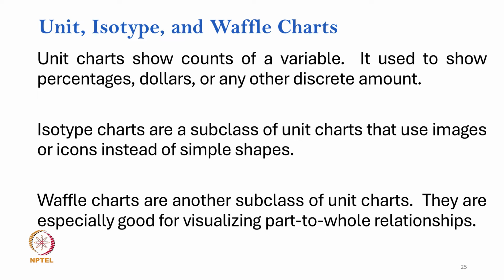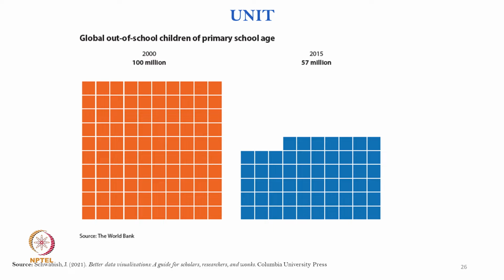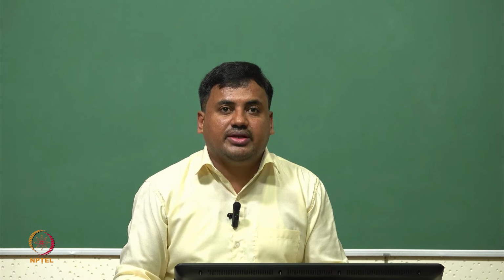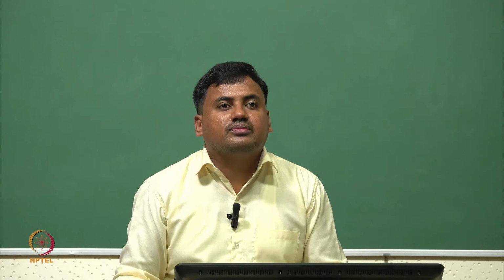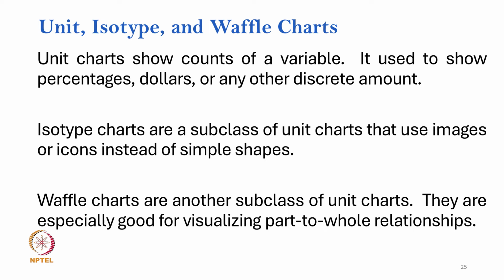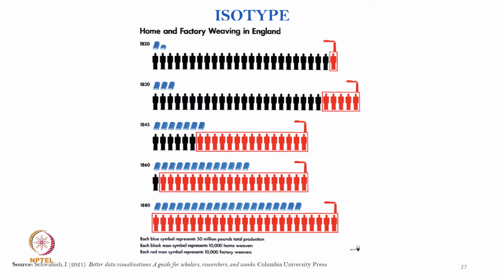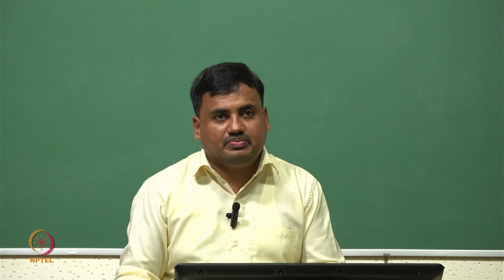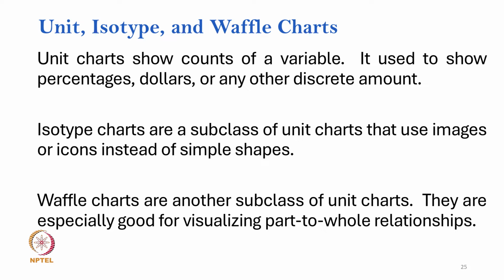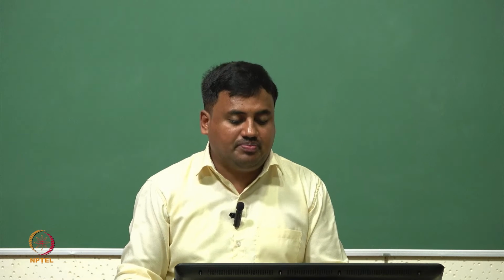Another category of charts is unit charts, isotype charts, and waffle charts. Unit charts show the count of variables, and each symbol can represent an observation or a number of units. We can use unit charts to show percentages, dollars, or any other numbers. Isotype charts are a subclass of unit charts that use images or icons instead of simple shapes. And waffle charts are another subclass of unit charts. They are especially good for visualizing a part-to-whole relationship.